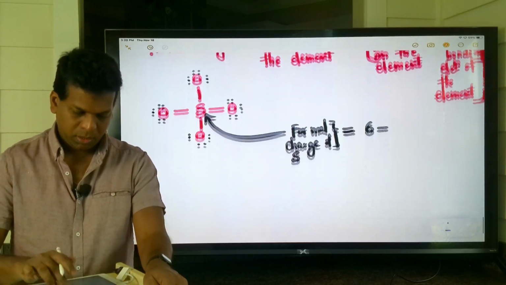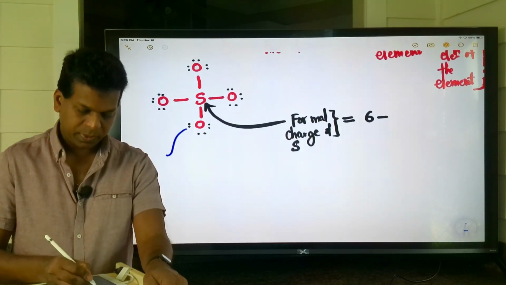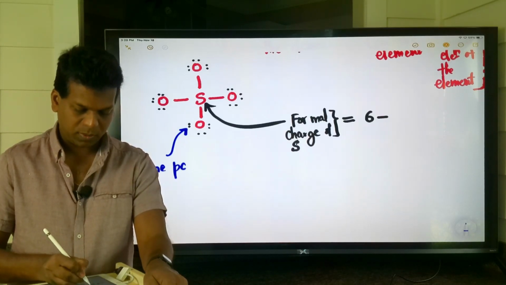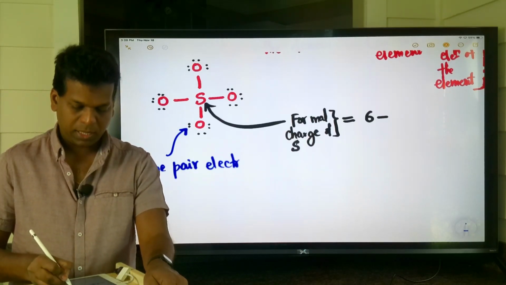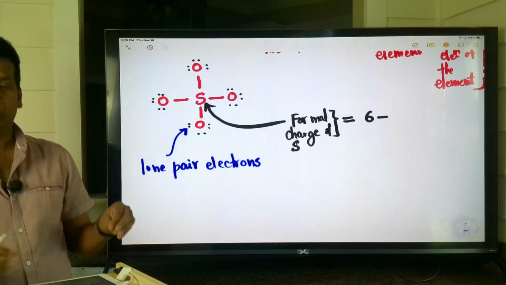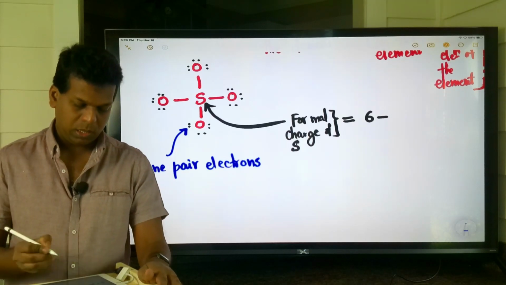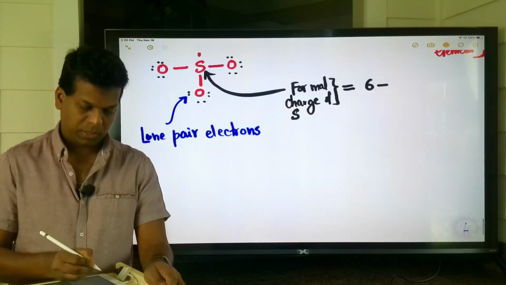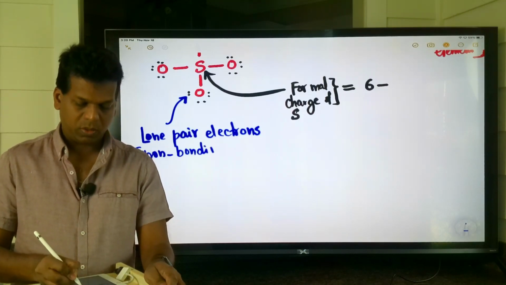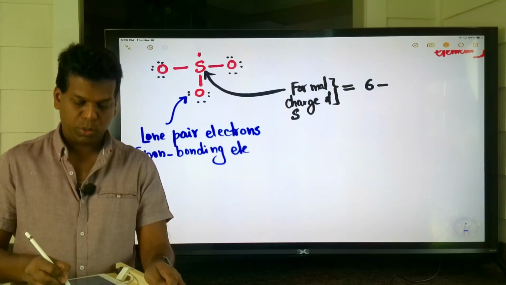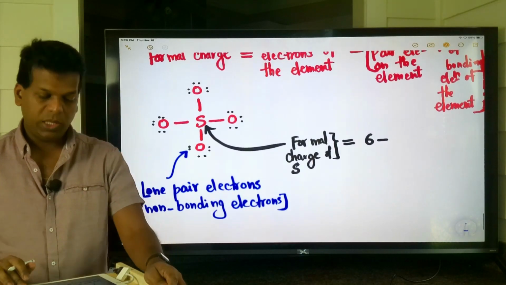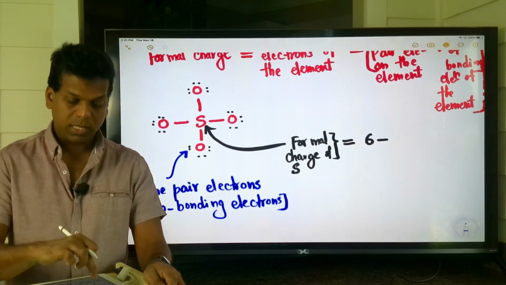The paired dots, these ones, are called lone pair electrons, because they are not making any bonds. They are not in a bond. They are just sitting there as pairs. So they are called lone pair electrons. Sometimes we call them non-bonding electrons, because they don't make any bonds, they are just sitting there. The bonding electrons are the electrons in the bond.